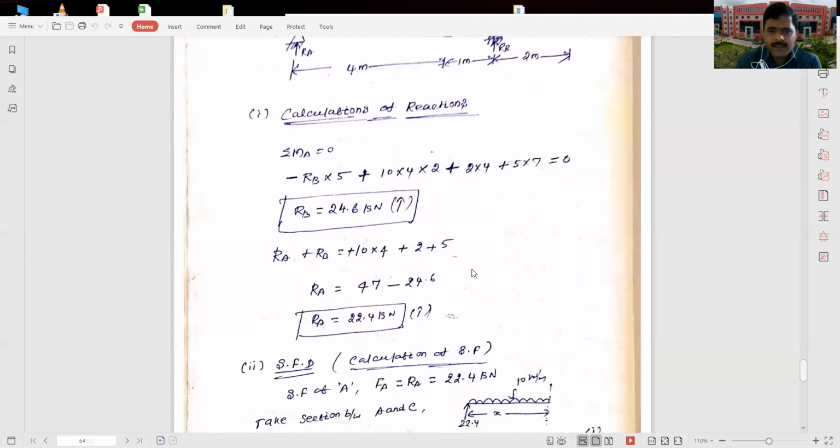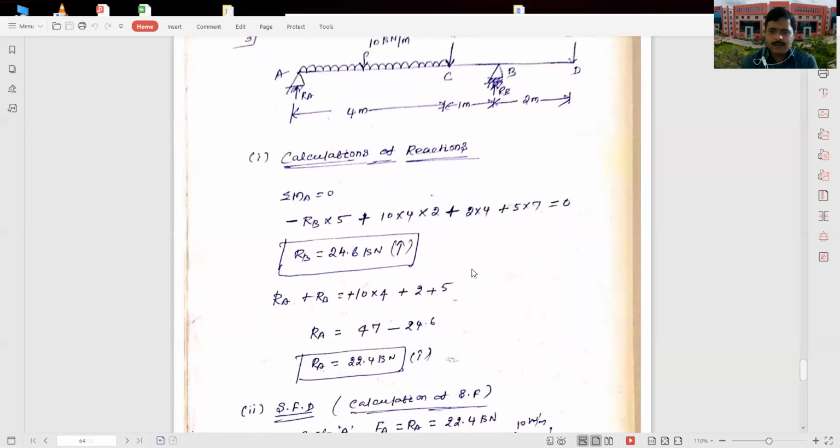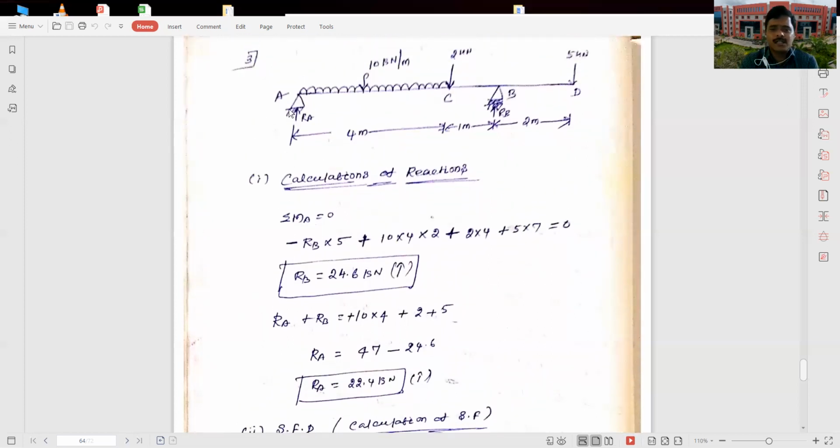Now what is the other equation? Sum of the upward force will be equal to sum of the downward force. What is the sum of the upward force? That is the resistant forces, the reactions, RA plus RB. What is the downward force? This 10 into 4, which we converted already, is 40. Then this 2 and this 5: 40 plus 5 is 45, plus 2 is 47. So 10 into 4, 40, plus 2 plus 5 is 47. So RA plus RB upward is equal to 47.